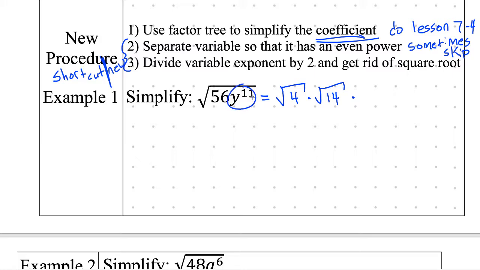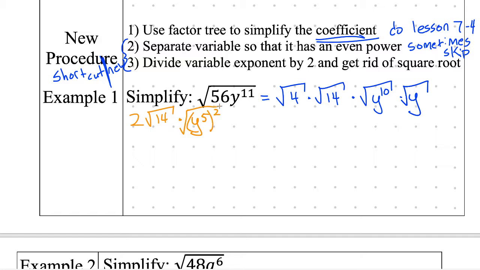I want this y to the power of 10. I want it as an even power, so I'll say square root of y to the power of 10 times the square root of y. All right, and then I can simplify a little bit more. On my next step, I can say, okay, the square root of 4, I know that's 2, so I have 2 root 14. And then what do I have over here? This, again, using the shortcut, I just say y to the power of 5. But the full logic is this is really times y to the power of 5 to the power of 2, and then that whole quantity square rooted. And then I have to rewrite that square root of y.